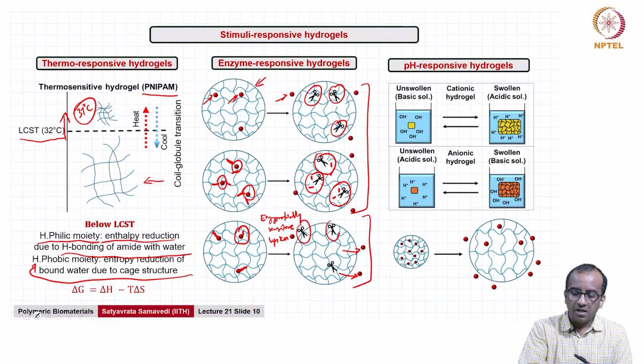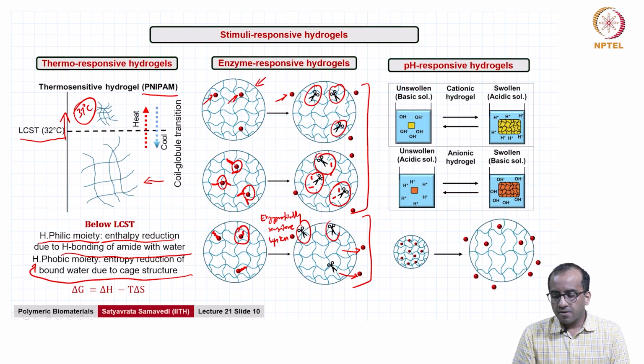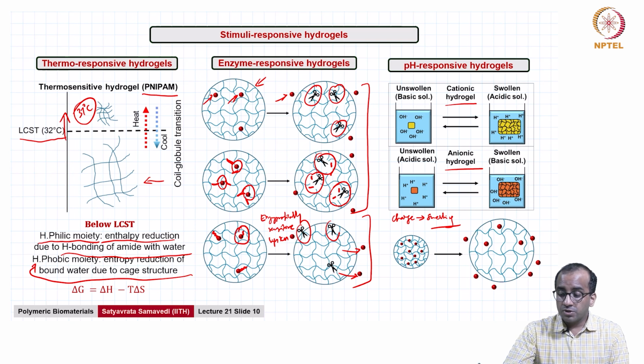The last category are pH responsive hydrogels, where again you can have two categories based on the pK values and based on the type of charge present in the hydrogel. You can have a cationic hydrogel and an anionic hydrogel. Essentially, you have to be able to relate here the presence of charge to swelling. So the swelling is governed by charge on the hydrogel. So a cationic hydrogel in a basic solution is unswollen because of the presence of hydroxyl ions. Now when you put it in an acidic solution, because of a large amount of protonation, it is going to lead to repulsion, electrostatic repulsions that leads to swelling.